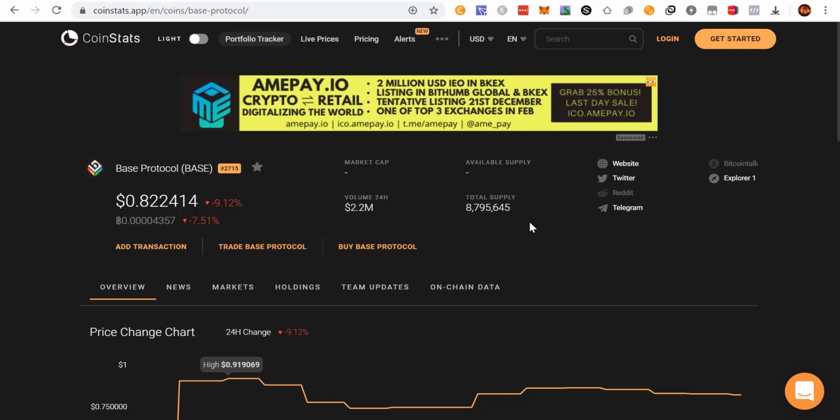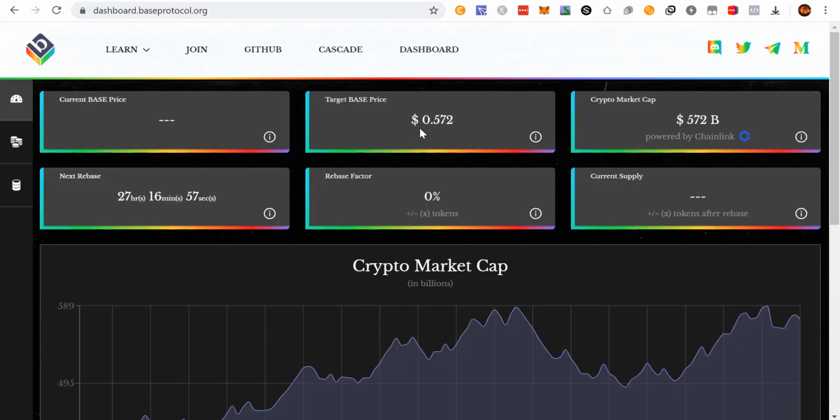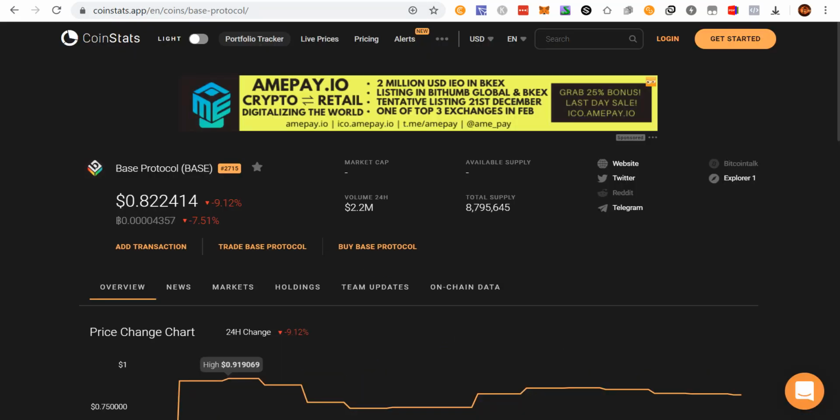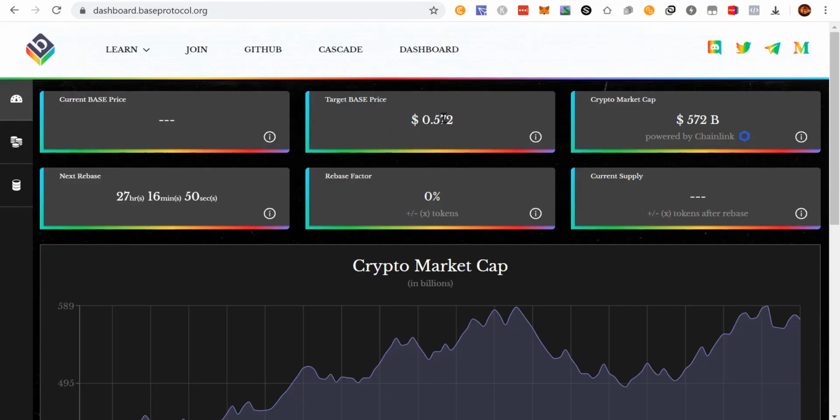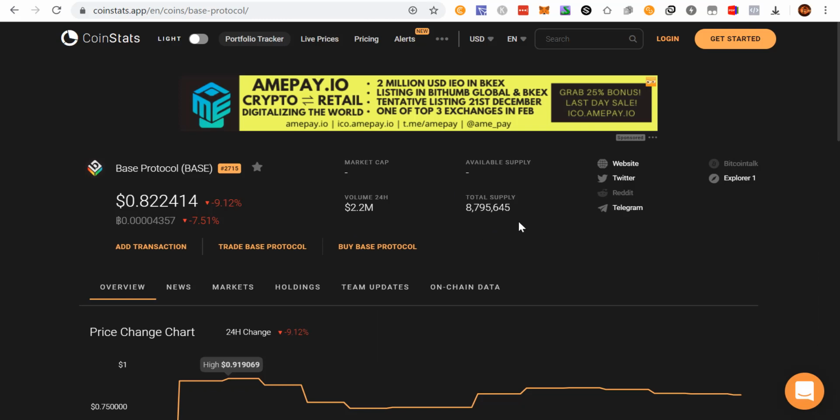So if you believe in Base Protocol long term, the safest strategy to invest in it is to buy in, even at 82 cents, because there's no guarantee that the price is going to go down. Buy in with a small amount. The way you dollar cost average is you buy in with a small amount, and then you wait for a rebase to occur. When there's a negative rebase, you buy in again. And then you hold, and when there's a negative rebase, you buy in again. Because anytime you're buying, you're buying up a percentage.